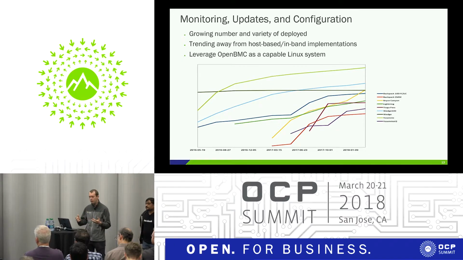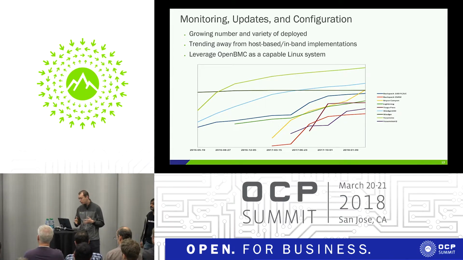One of the challenges we face is the growing number and variety of OpenBMCs that we have deployed. This graph, with time on the x-axis and a logarithmic y-axis, is meant to indicate the broad trends in our OpenBMC usage, and the lack of numbers is intentional. You can see we have a lot of some kinds of systems and a lot of variety as well.